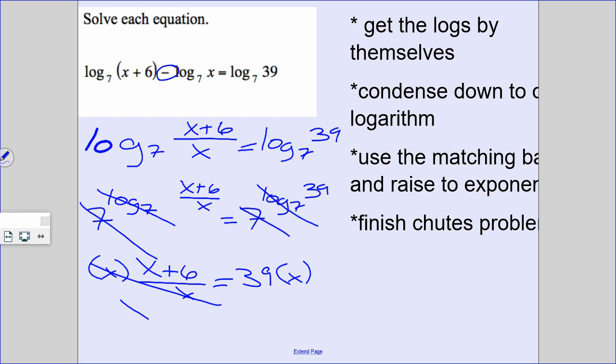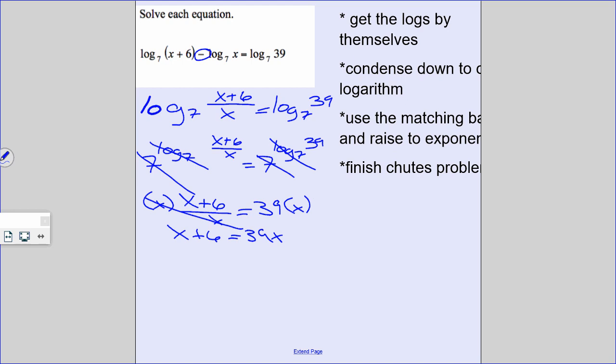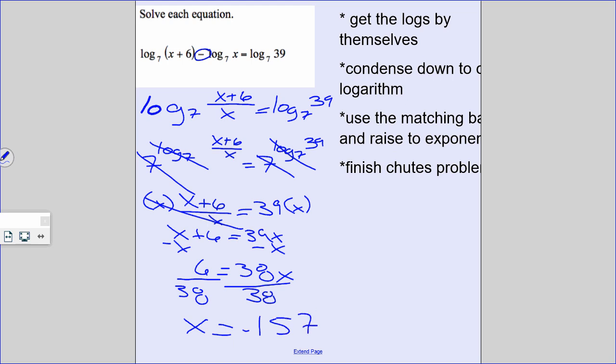So our x's cancel. We get x plus 6 equals 39x. Then subtract the x. So 6 equals 38x. Divide by 38, and to the nearest 4th decimal place, 0.1579. I heard differing views on that. When there's logs on both sides, it's actually kind of nice because they just cancel.